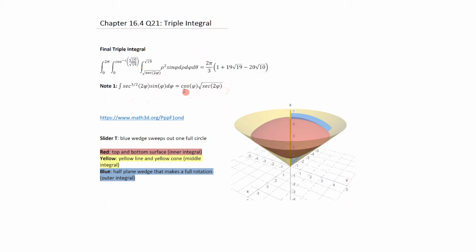All right, so we can visualize the different surfaces we're dealing with here. For instance, red is the top and bottom surface for the inner integral. That's the bottom one and the top one. The yellow line and the yellow cone: there's the yellow line, that's at phi equals 0. And the cone would be phi at this value here. That's basically another two surfaces. And the third is the half-plane wedge that makes a full rotation. In other words, if you look at the slider T and let that run, this wedge will just make a full circle all the way around.